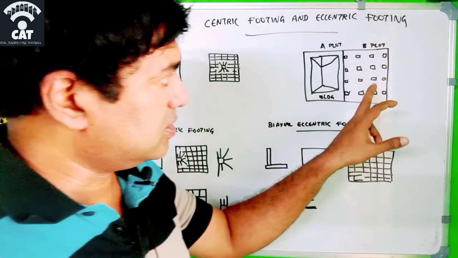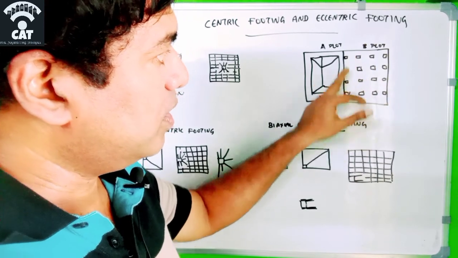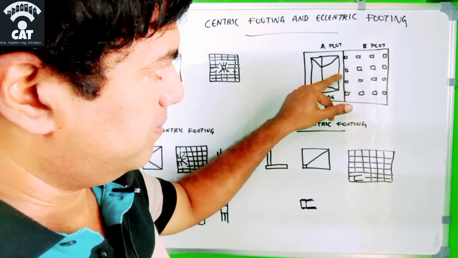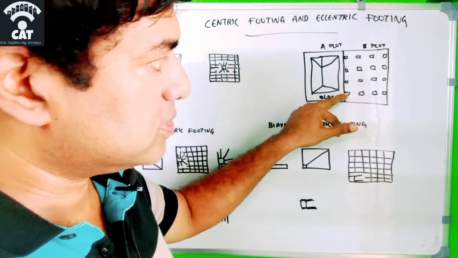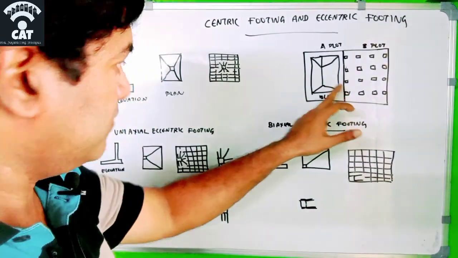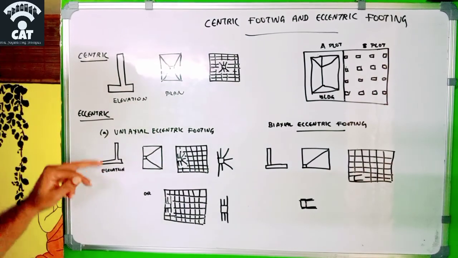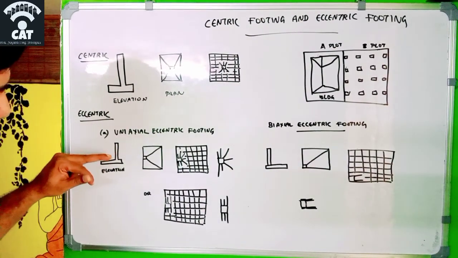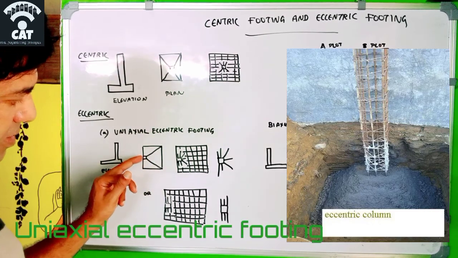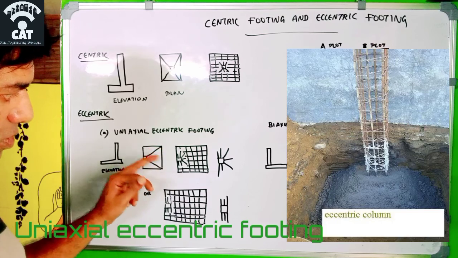Okay, so just take an example. This is a neighbor's plot, this is our plot. So these are the column footings. Here you can see this abutting the boundary wall of this neighbor. In such cases, the column cannot be at the center because there is no land area available there. In such cases, we will go for eccentric footing. In the eccentric footing elevation, the column is not at the center, it is towards the side. The plan is like this. You can see this is the column, and from there, the distribution bar is going like this.